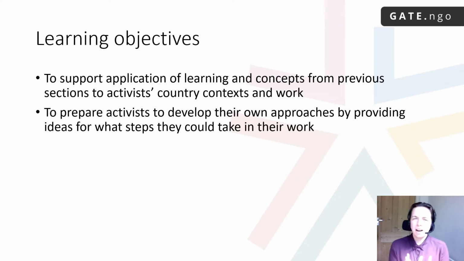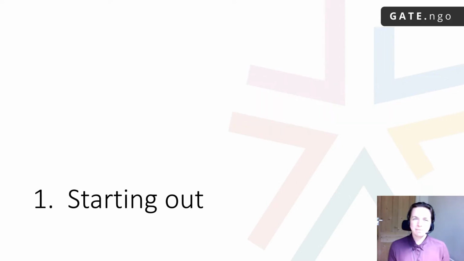And it will be split into 5 different sections. The first, on starting out. The second, deciding who to target and finding your allies. The third, deciding on the best tool to use. Fourth, using the data to support advocacy. And fifth, general principles that will be useful going forward.